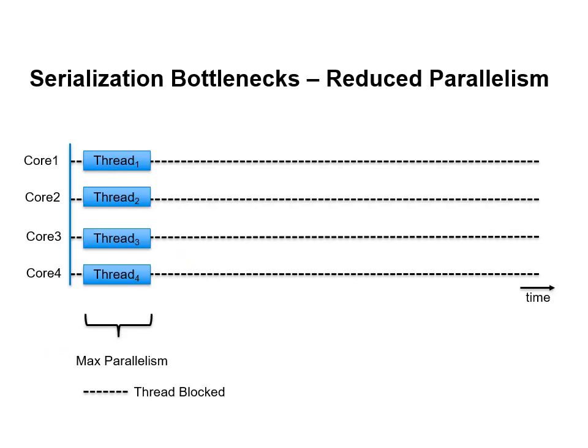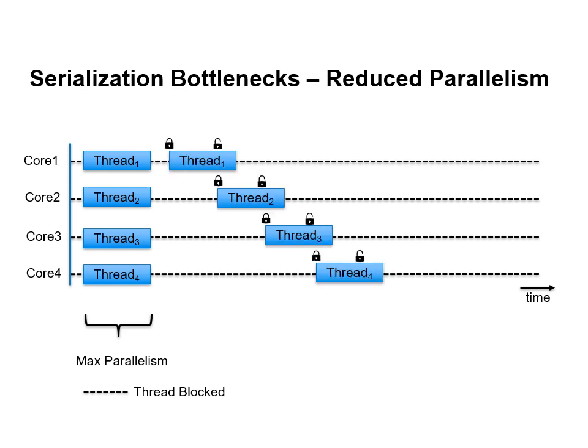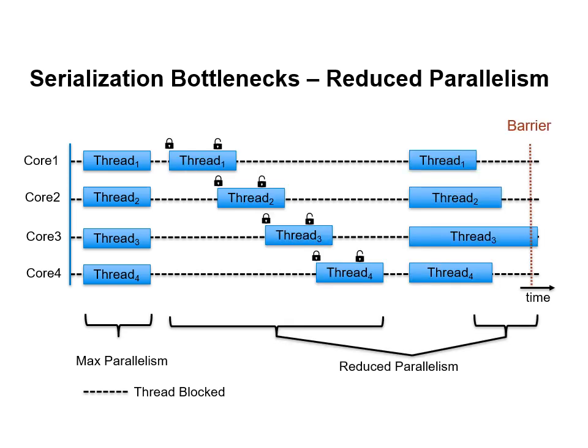Whatever the reason, serialization bottlenecks are characterized by reduced parallelism. As you can see, tasks exhibit maximum overlap when there is no dependency, while they exhibit long waiting periods when there is dependency between them.